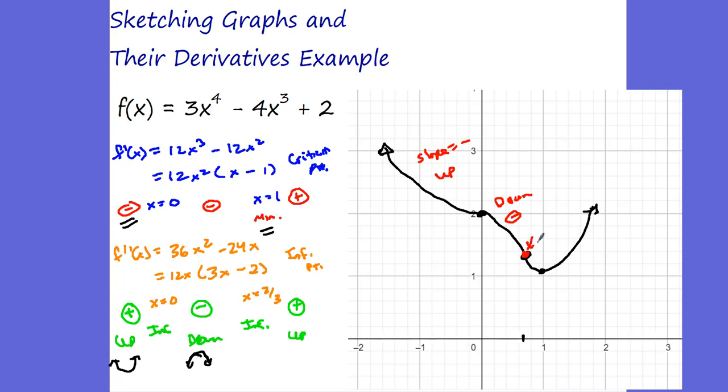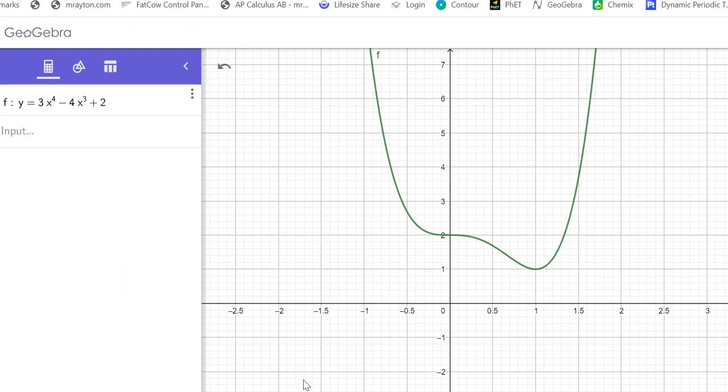Then I have an inflection point right here. Then I'm concave up with a minimum right at positive 1, and that should be my graph. Let's take a look. There it is. There's my graph.